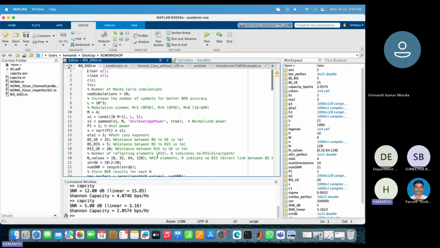See, are you seeing the screen? The MATLAB screen? I will walk through the code generally. See, M equal to 4 indicates the modulation scheme. M equal to 4 means QPSK modulation. Then x equals random. First, initially I generate the random bits. After that I do the modulation. What modulation scheme am I using? 4 means QPSK modulation. The transmitted power is 1.